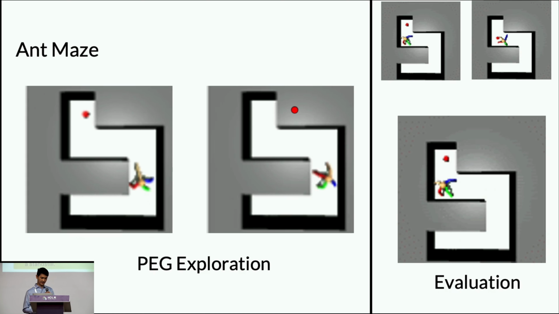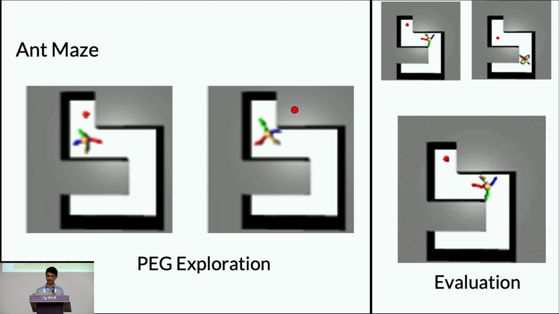Next, in the ant maze, we also see some similar behavior where the goal condition policy is navigating the ant smoothly around corners. And then once it gets to the desired goal point, it's going to switch to the undirected explore policy. And once again, at evaluation time, we can condition it on these arbitrary goal states and expect a reasonable policy.